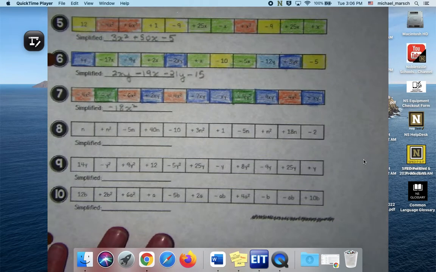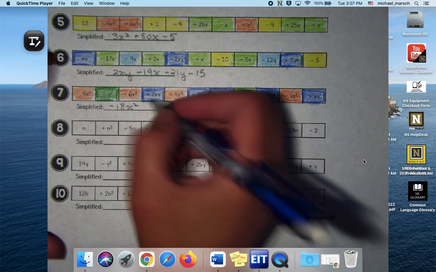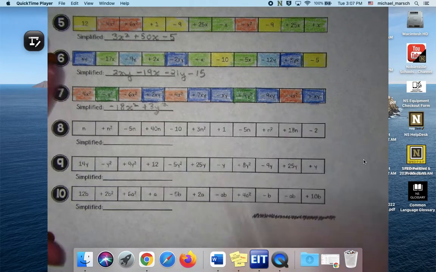I thought someone said 6, not 4. That's okay. Good job. How about our xy's? 0, so we don't have to put that one there. And then how about our y squareds? Plus 3y squared. Easy. Okay, we will stop right there for today.